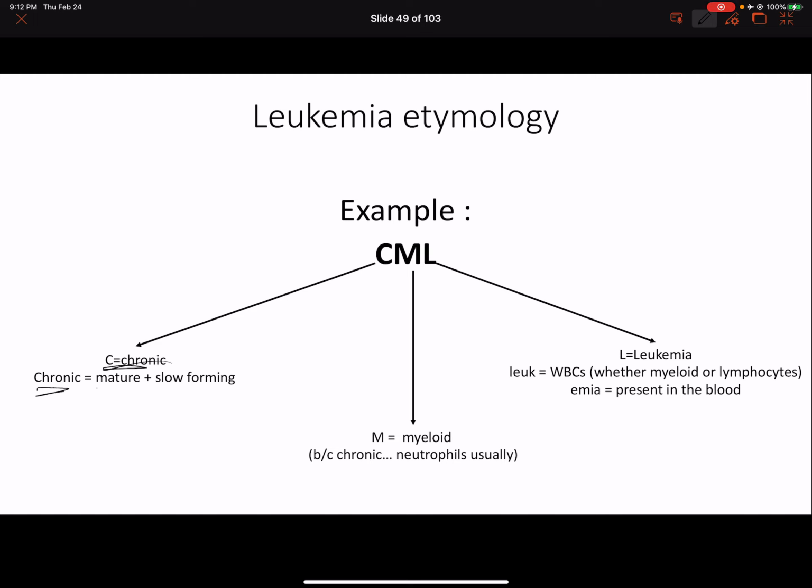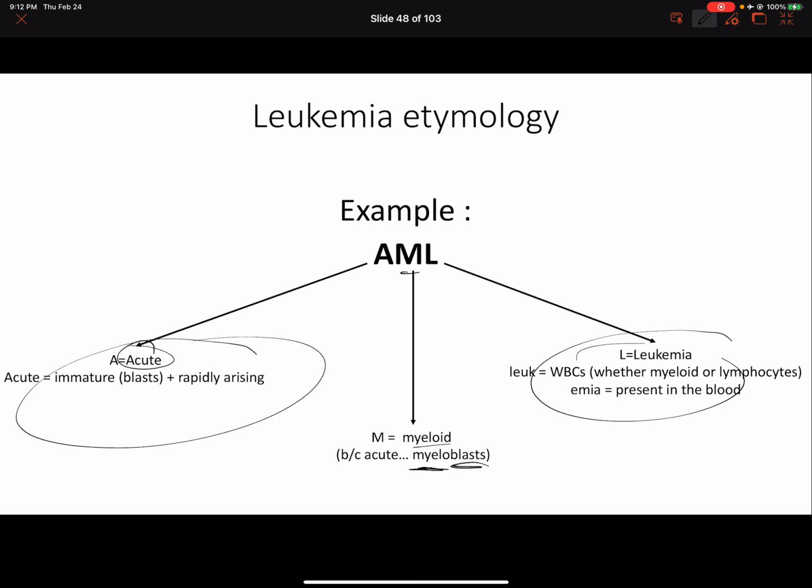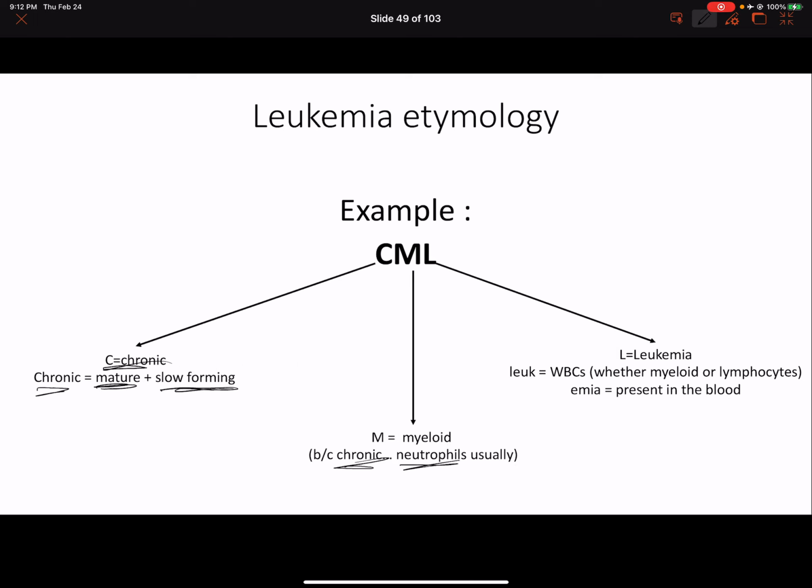Chronic. Chronic is going to be a mature, more differentiated cell. It's going to be slower forming. And in this case, because it's a chronic, we said that the chronic is going to be the neutrophils as opposed to earlier where it was the myeloblasts. And again, still leukemia. And lastly, C for chronic.